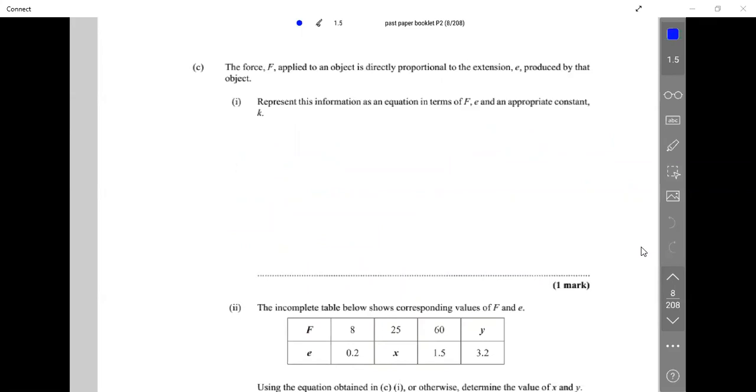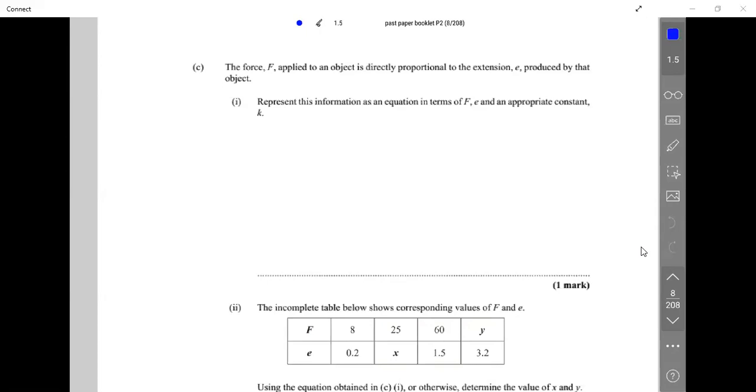It says, the force F applied to an object is directly proportional to its extension E produced by the object. So let me read it again. The force F applied to an object is directly proportional to the extension E produced by that object. Represent this information as an equation in terms of F, E, and the appropriate constant K.